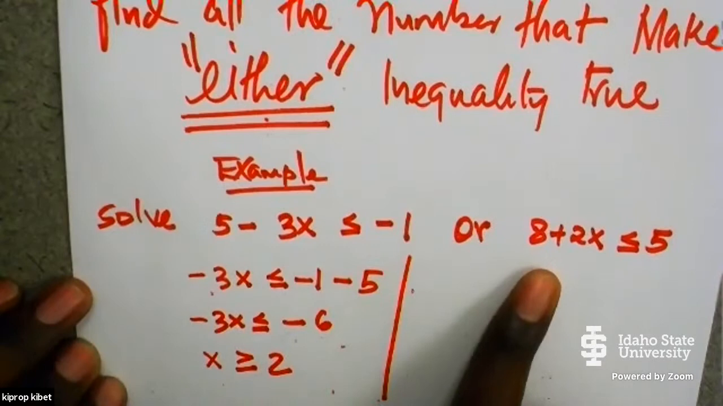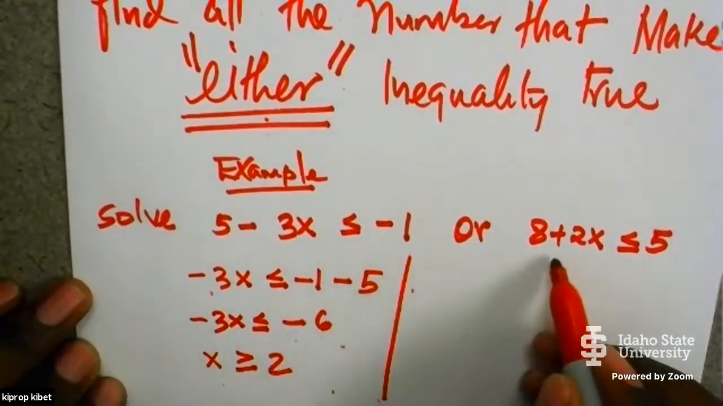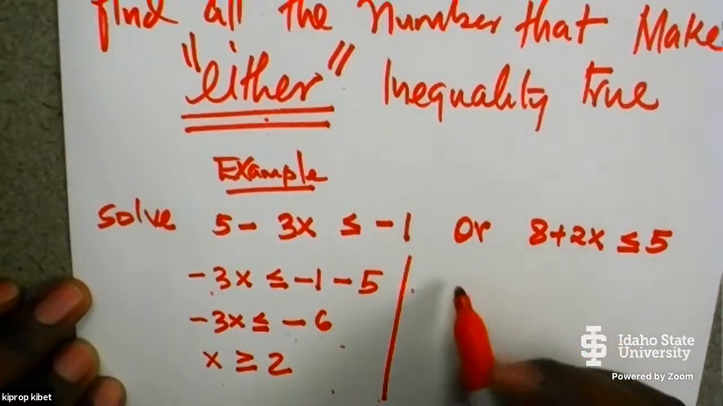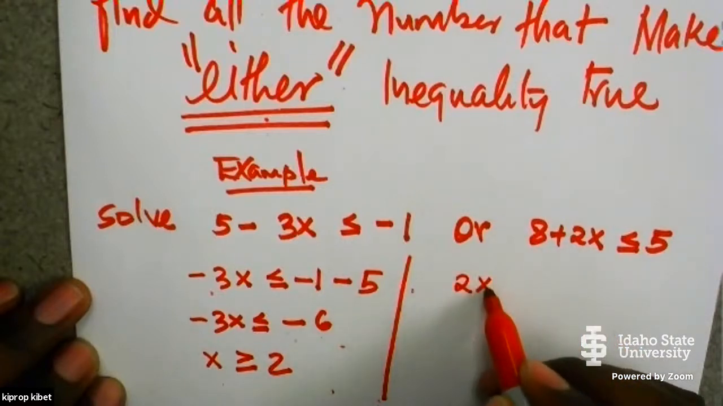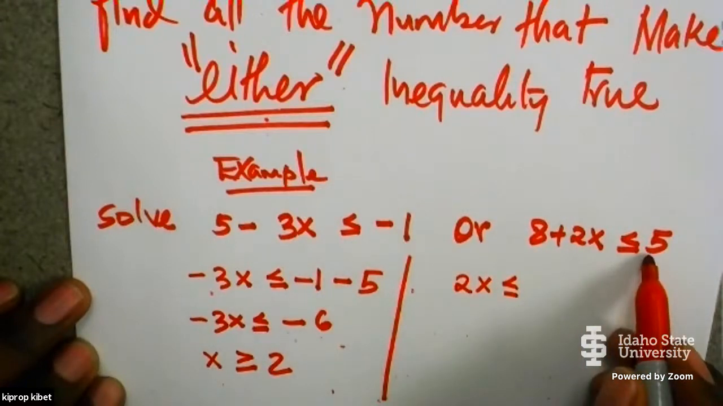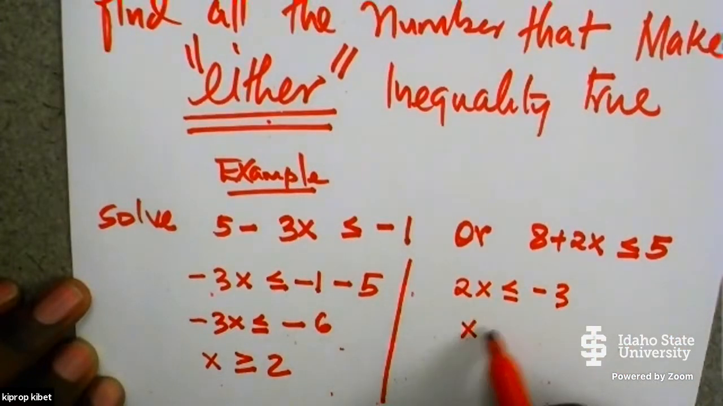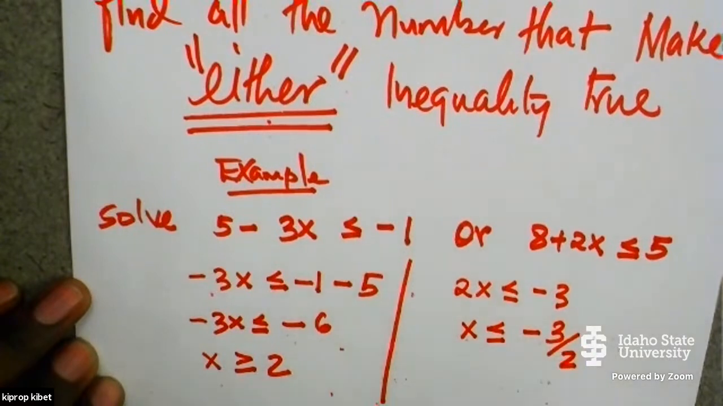Come to the next one. 8 plus 2x, so you do what? You subtract 8 on both sides. So 2x less or equals to -3. So x is less or equal to -3 over 2.